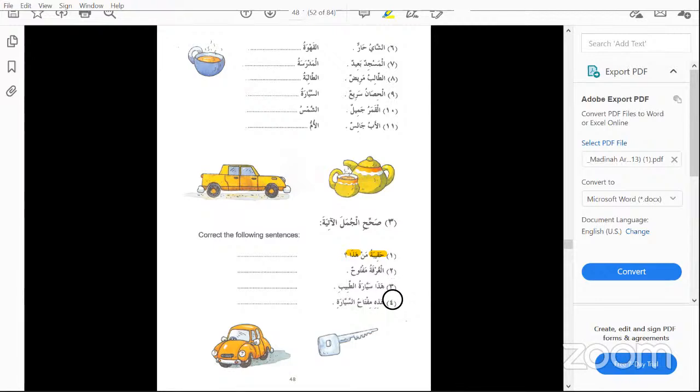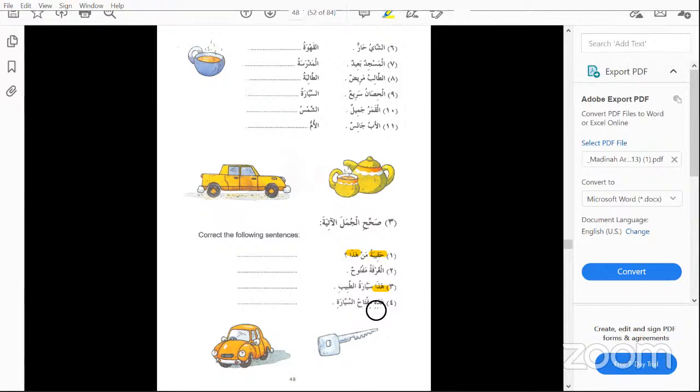Haza sayyaratu tabibi. Haza sayyaratu tabibati. No. Hazihi. One second. Sayyara is feminine, so this is, sorry, hazihi. Hazihi sayyaratu tabibi. Hazihi sayyaratu. Haza miftah.